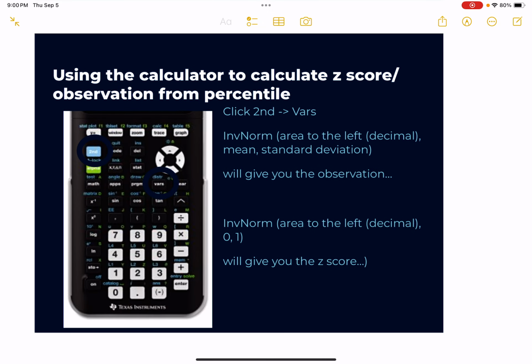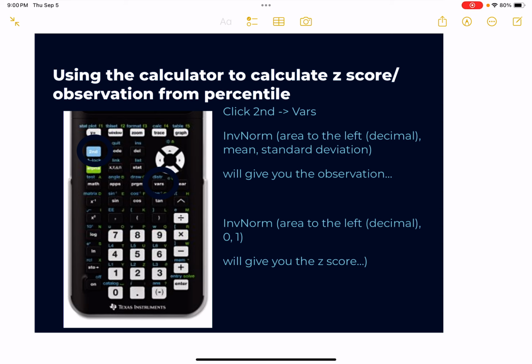Worry not, we are getting there. The other thing that we did in class was sometimes we want to take a percentile and find the z-score that's associated with it. Or indeed, we want to find the particular data point that's associated with it. So for that, of course, as it says in these directions, you'll do second vars.